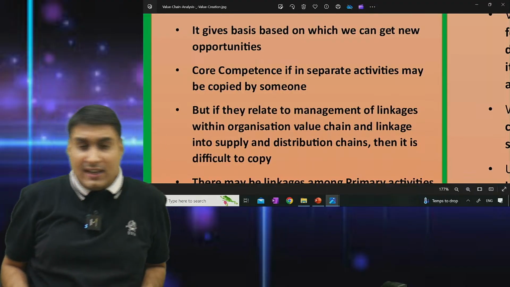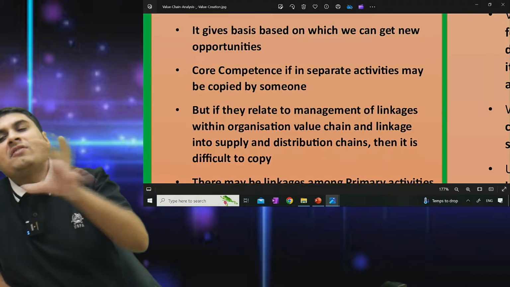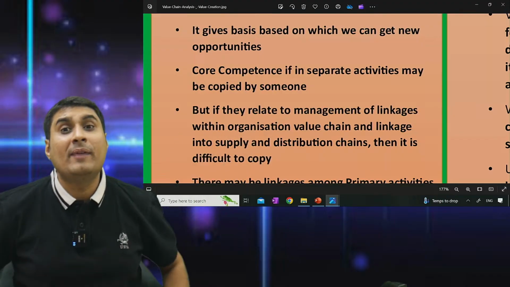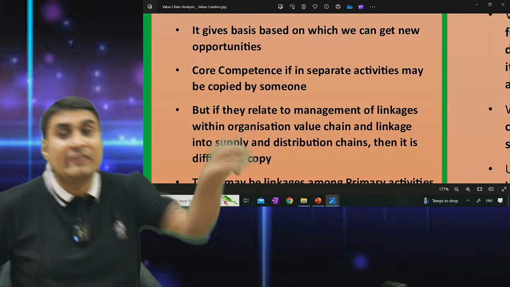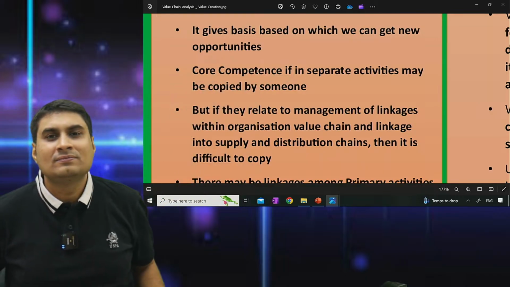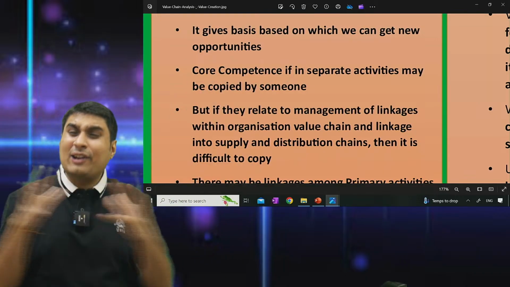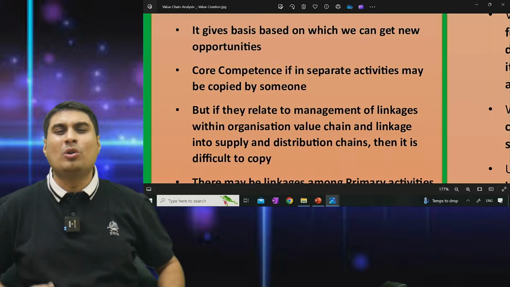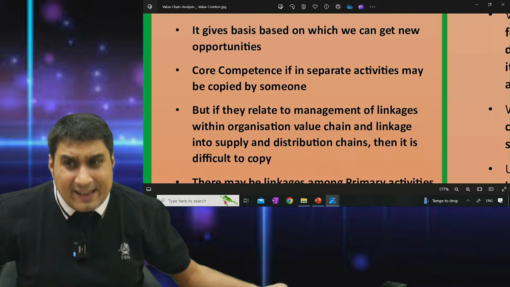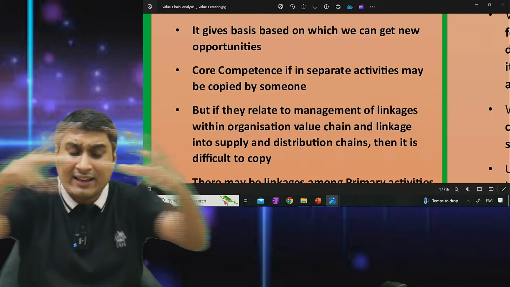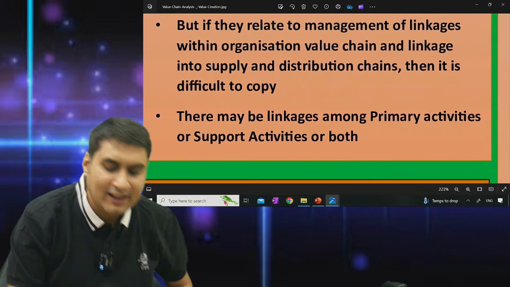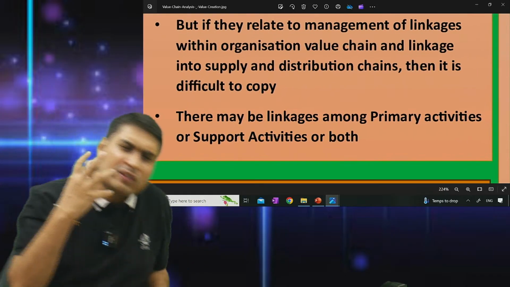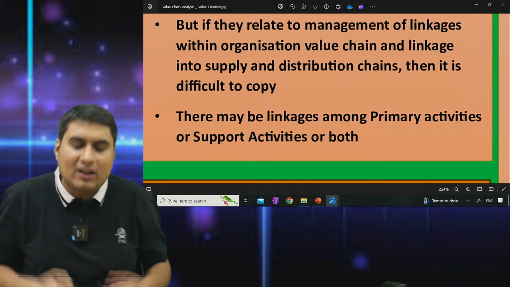Core competency: if in a separate activity, one department is good, it can be copied by someone. My marketing is good, they will take my marketing person. But if linkages are good, you cannot copy. Why is Tata so good? Look at the culture, look at ethics, look at values, everything is good. But if they relate to management of linkages, of supply chain, distribution chain, it is difficult to copy.